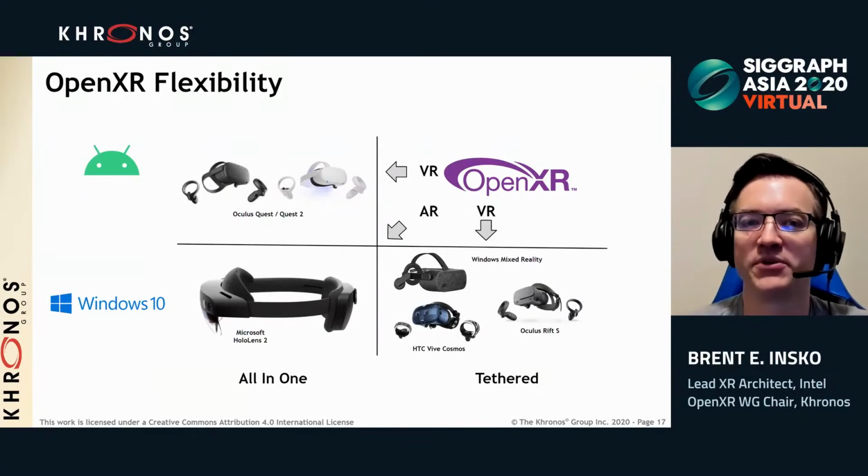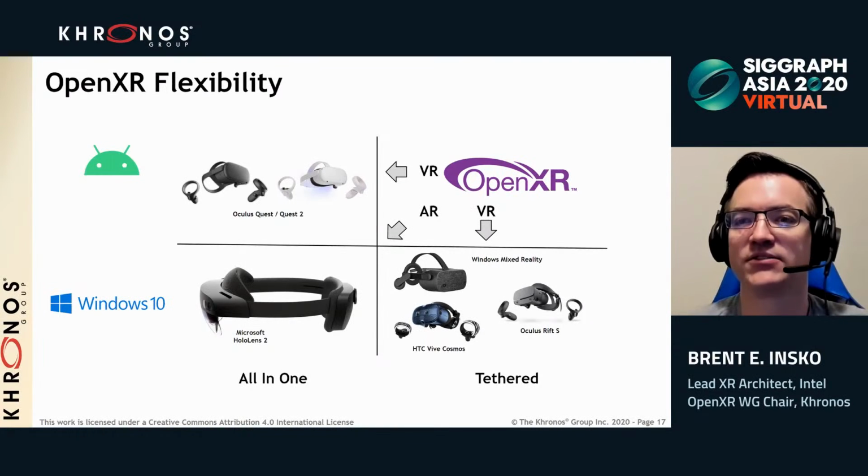With these initial conformant devices, we can really show off the flexibility of OpenXR. We have devices that cover both AR and VR. We have devices that are tethered to a PC, as well as all-in-one devices. And we have devices that support Android as well as Windows.